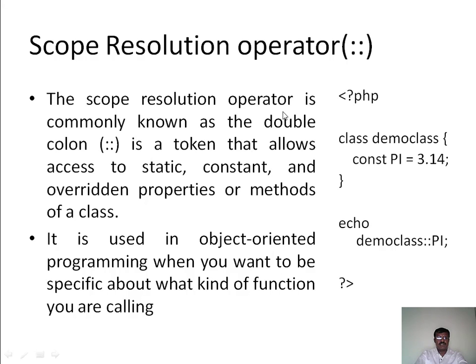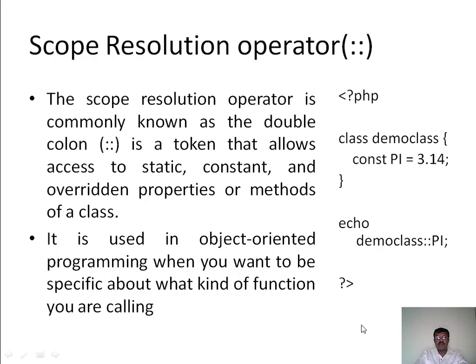The scope resolution operator, commonly known as the double colon, is a token that allows access to static, constant and overridden properties or methods of a class. It is used in object-oriented programming when you want to be specific about what kind of function you are calling.